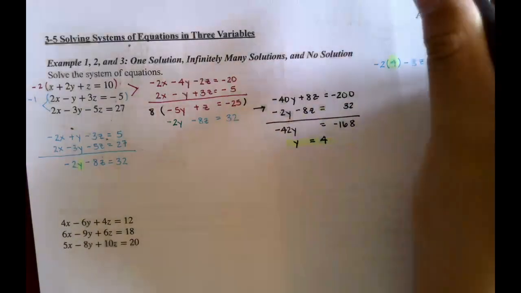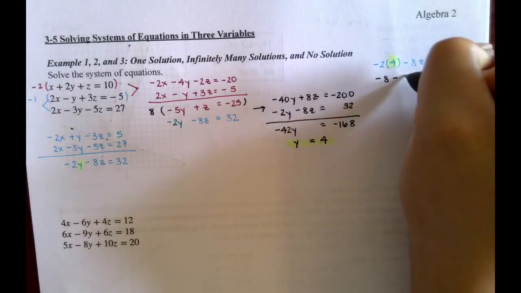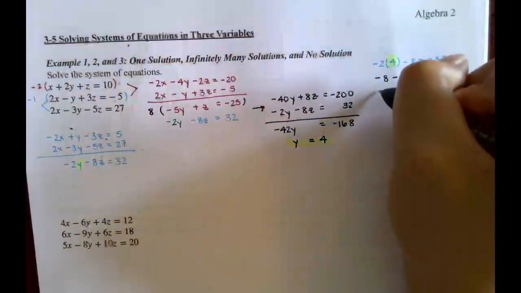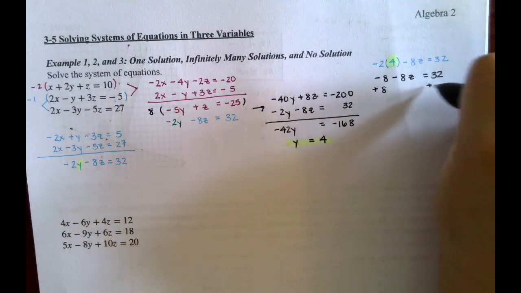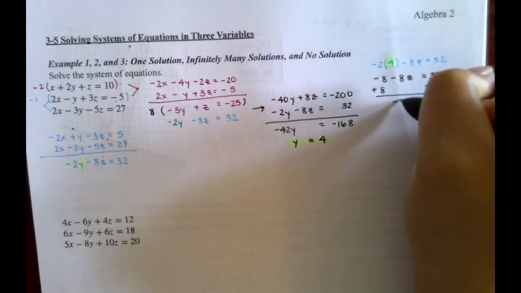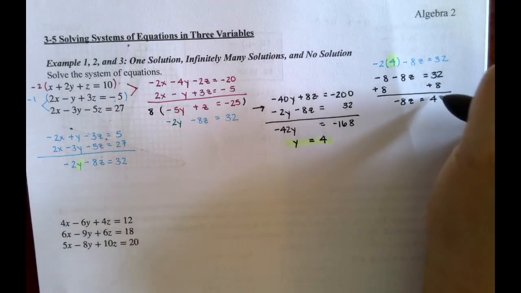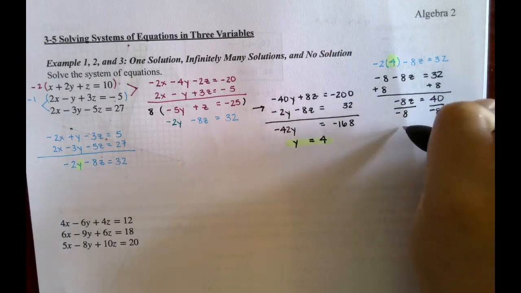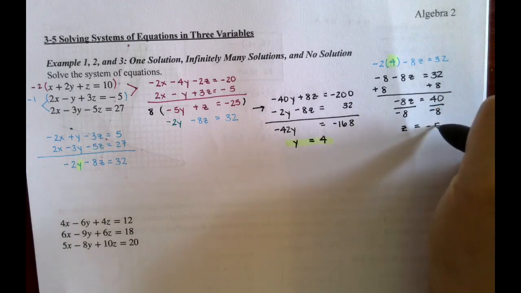Negative 2 times 4 is negative 8, so negative 8 minus 8z equals 32. I'm going to add 8 to both sides. This gives me negative 8z equals 40. I'm going to get rid of the times negative 8 by dividing by negative 8. This gives me z equals negative 5.